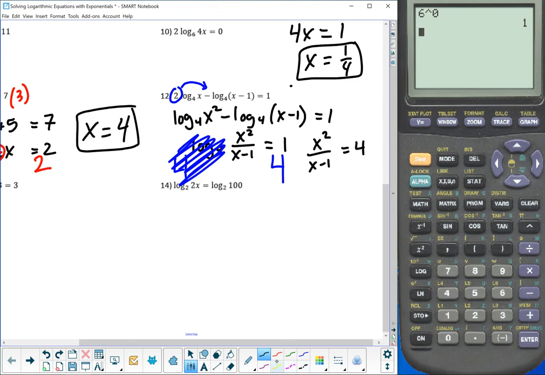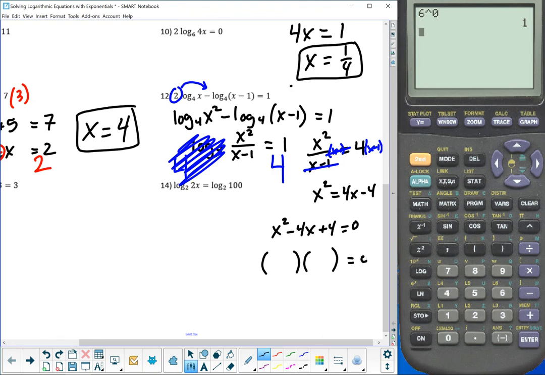That's 4. Next thing is we're going to multiply both sides by x minus 1. That way these will cancel, and I have x squared left over. On the right-hand side, I'll have 4x, distribute that, minus 4. If you bring everything over, you have x squared minus 4x plus 4 equals 0. And this one, I think we can factor it. I think this is going to be x minus 2 and x minus 2. So x minus 2 equals 0 or x minus 2 equals 0, and the answer is x equals 2 or x equals 2.